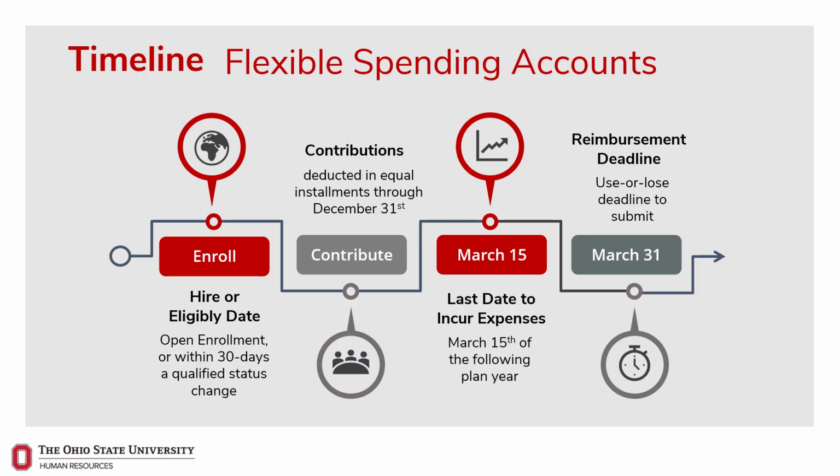Pre-tax payroll contributions will be deducted in equal installments from the effective date of participation through December 31st of the same plan year. Employees can incur eligible expenses to be reimbursed from the effective date of participation through March 15th of the following plan year. All requests for reimbursement must be received by Health Equity no later than March 31st of the following plan year. Unused funds left in your account after March 31st will be forfeited.